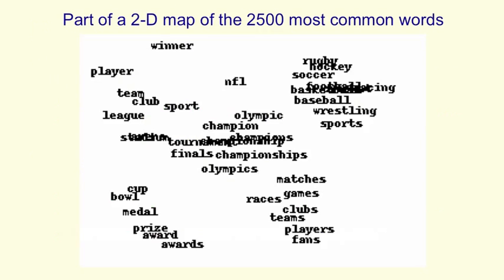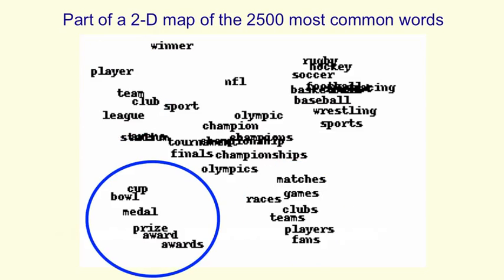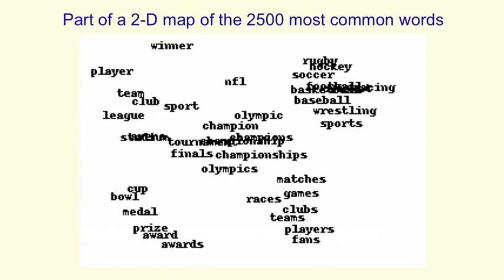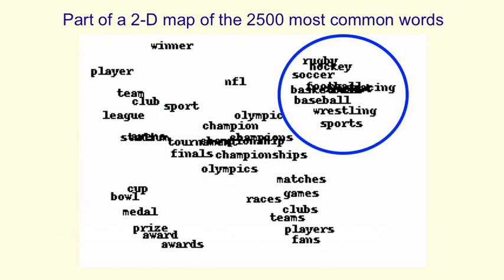So here's part of a two-dimensional map in which we laid out the 2,500 commonest words, and you'll see this part of the map is all about games. Not only that, it's got similar kinds of words together. So matches and games and races are together. It's got players and teams and clubs together. It's got the things you win at games together, like cups and bowls and medals and prizes. It's got different kinds of games together.